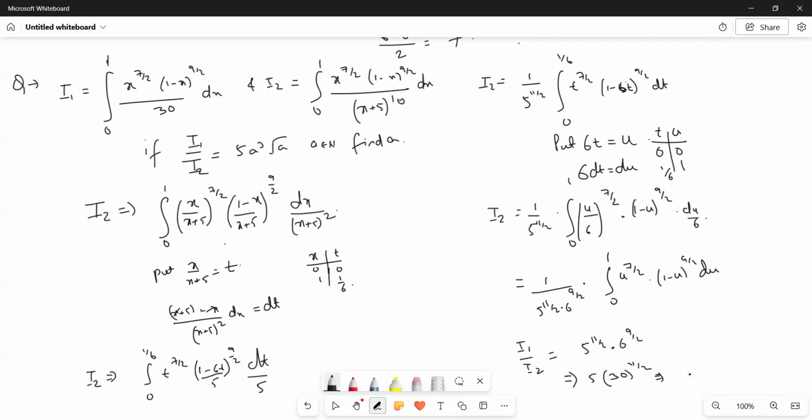So we get 5 into 30 to the power 11 by 2, which is 5 into 5 to the power 9 by 2, which is 30 cube into root 30. So the value of a is 30.